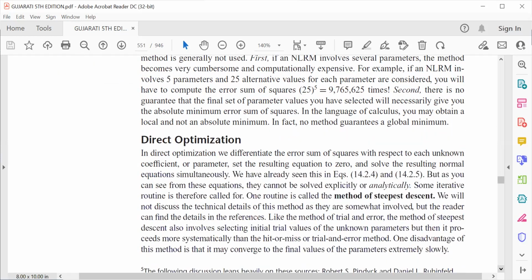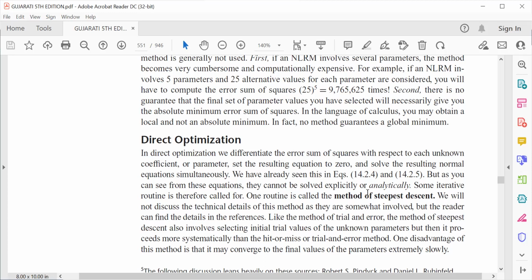Direct optimization. In direct optimization, we differentiate the error sum of squares with respect to the unknown coefficients or parameters, setting the resulting equations to 0. I explained already that we have to minimize or maximize an equation, so we take the first derivative as the first order condition, and the result should be set to 0. We have already seen this in equations 14.2.4 and 14.2.5, but as you can see from the equations, they cannot be solved explicitly or analytically. Some iterative routine is therefore needed, with several calculations.